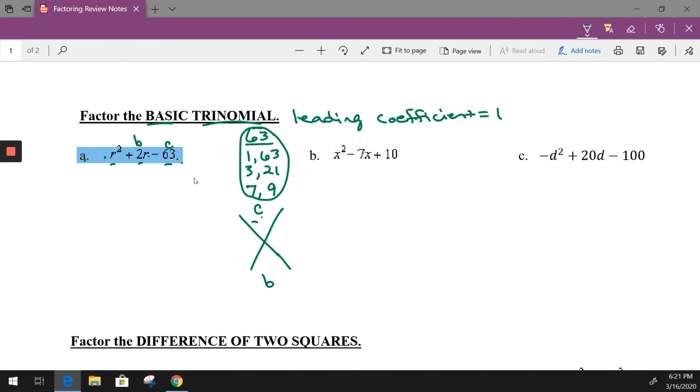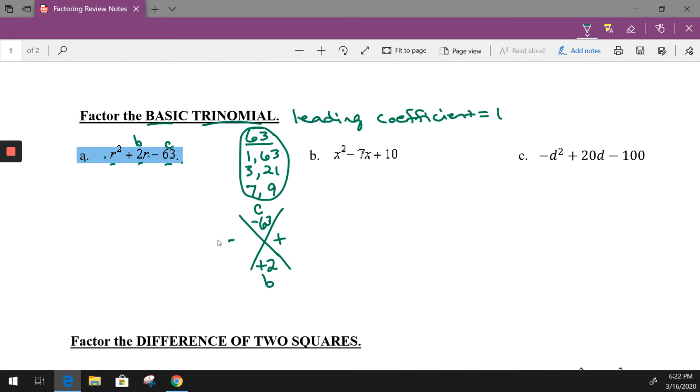So we've got a negative 63, and then your b value is a positive 2. So you have to be careful. You're looking for two numbers that multiply together to equal 63, but because it's negative, the two numbers have to have opposite signs. One's going to have to be negative, and one is going to have to be positive. And not only do these numbers have to multiply together to equal 63, but they also, when you include the signs, have to add up to positive 2.